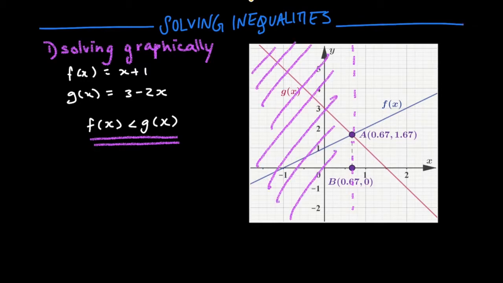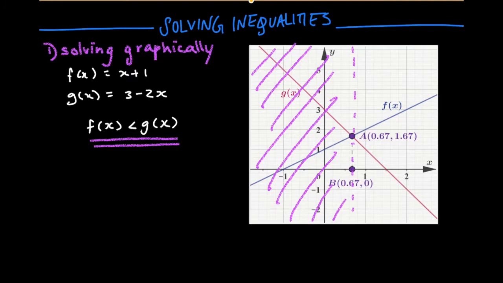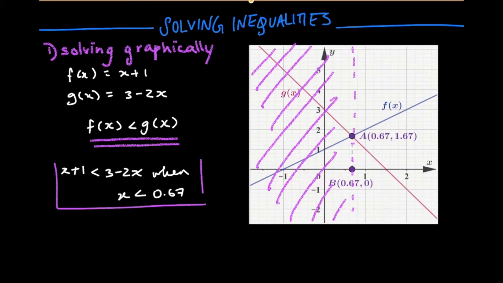So we can write this down as x plus 1 is smaller than 3 minus 2x when x is smaller than 0.67. Because towards the left, we're kind of looking at x for these values. So that's smaller than 0.67. So this is how we would write down our solution, or you can just write down this part.